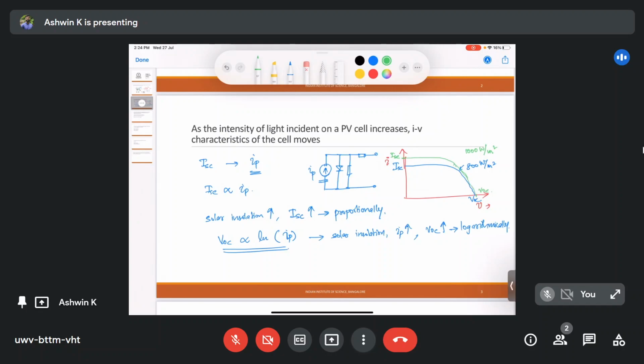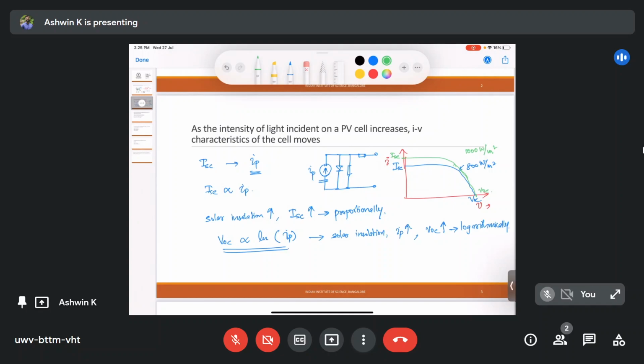So the new curve would look something like this. What you have seen is that if the insolation increases, the green curve would shift upwards as compared to the blue curve. So if there is an increase in insolation, the IV characteristic would shift upwards as compared to the previous IV curve. Okay, so that's how the second question has to be dealt with.